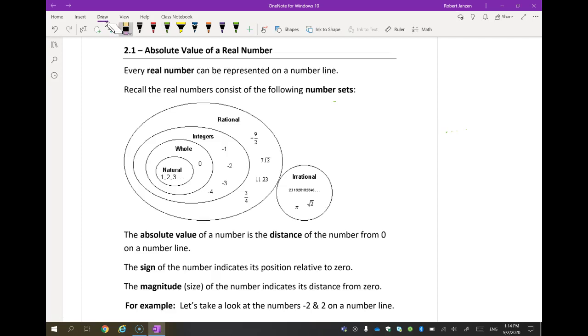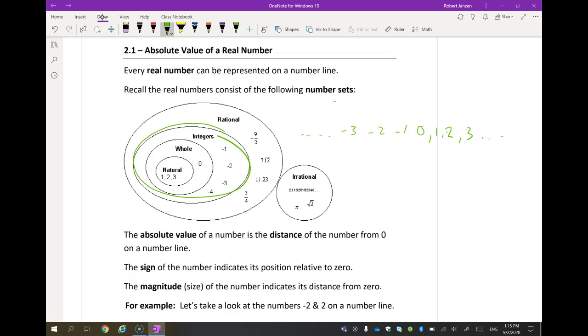Then we have the integers. So if you think about the numbers in the whole number group, if we go the other way and say -1, -2, -3, and we go the other way for infinite distance as well, those are the integers, okay? And then we have what we call the rational numbers.